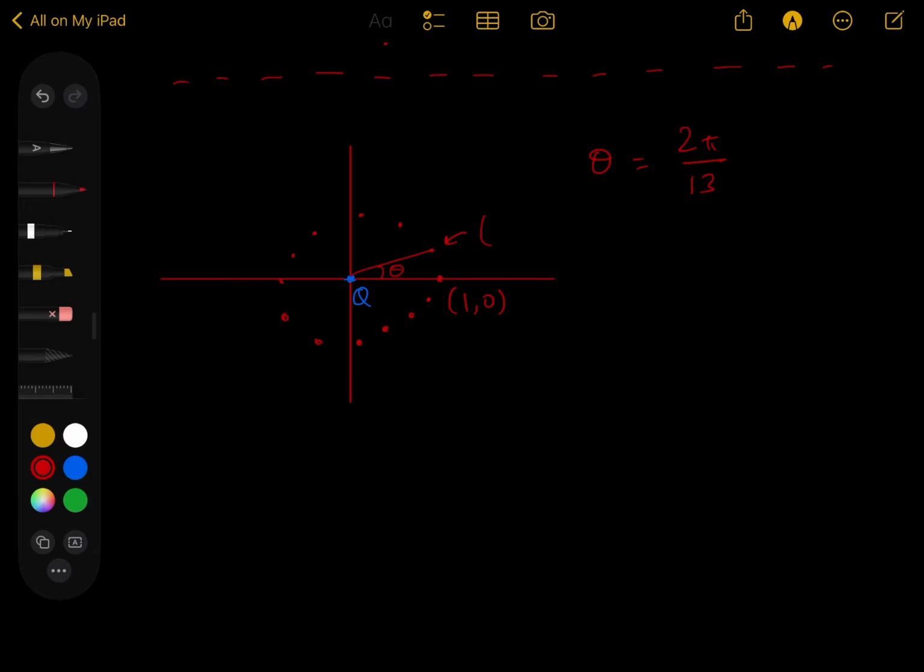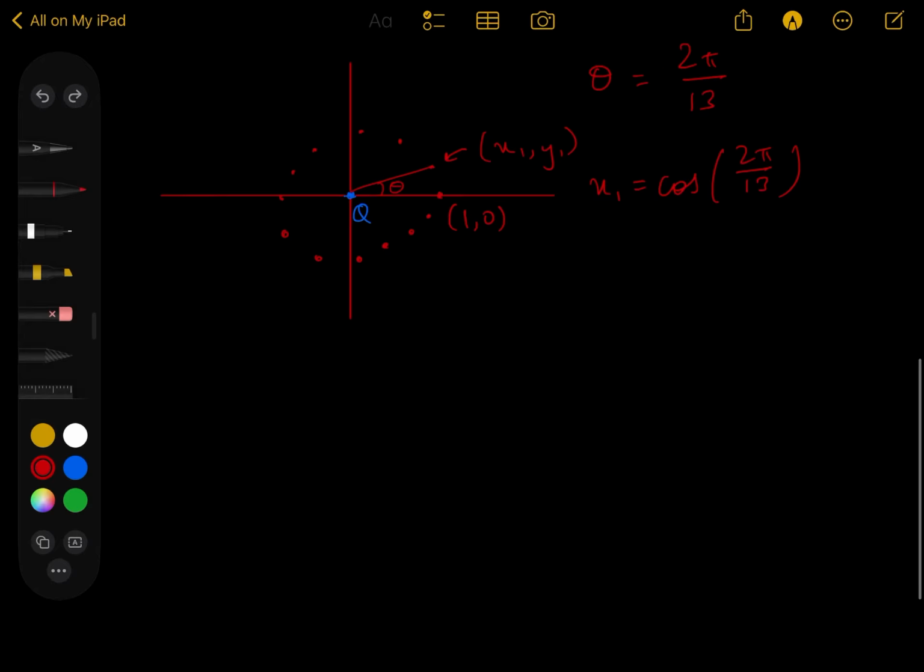So we can actually get the x coordinate and the y coordinate for this from there. We would get the x coordinate as simply cosine of 2 pi by 13. And again, if this was k comma 0, then it would be k cos 2 pi by 13, which would be a bit of an unnecessary hassle, which is why we're just ignoring it for now.